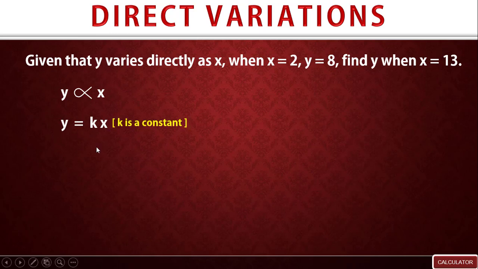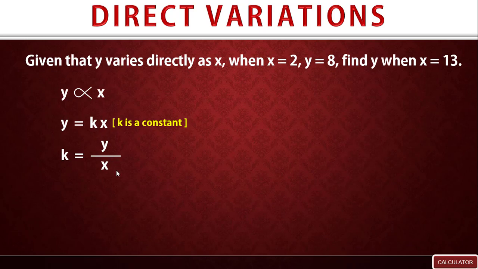So from this formula, we can make k the subject of the formula, and then we have k equals y divided by x. If you're making k the subject of the formula, all you need to do is divide both sides by x. The right hand side, x will cancel out, and then you have k left there. We have k equals y all over x there.